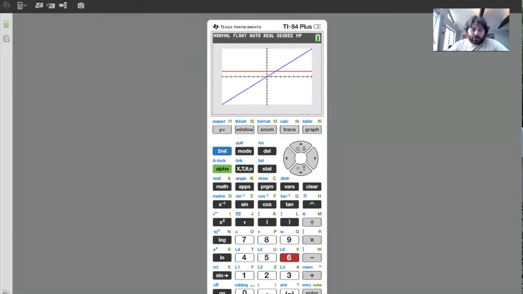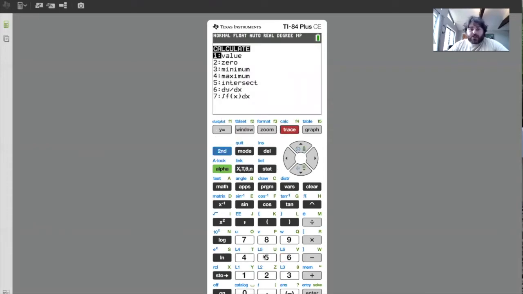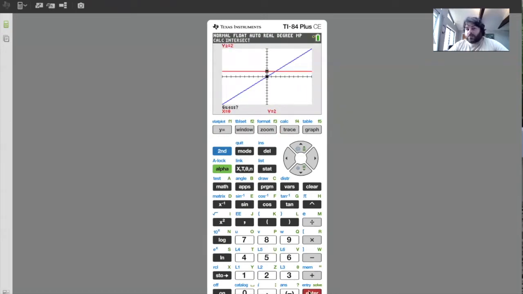So what you can do is second trace. That's actually the calculate button because it's in blue. Second trace, calculate. Number 5, the intersection. And then really, if you just hit enter 3 times, enter, enter, enter, it will tell you the intersection. Now, it says x equals 2 and y equals 2. Don't worry about the y equals. Just worry about the x equals. That's our solution to that equation.